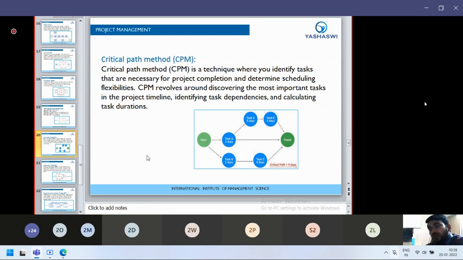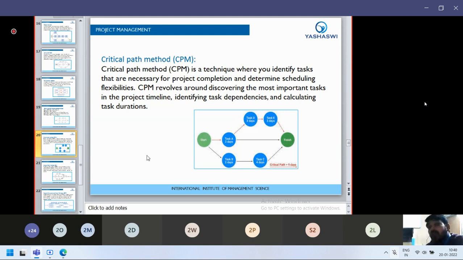We do not manufacture any product or complete any project without operation management, because the actual key components and technical activities are carried out in operation management only. So operation management is important in any of the project management tools and techniques.